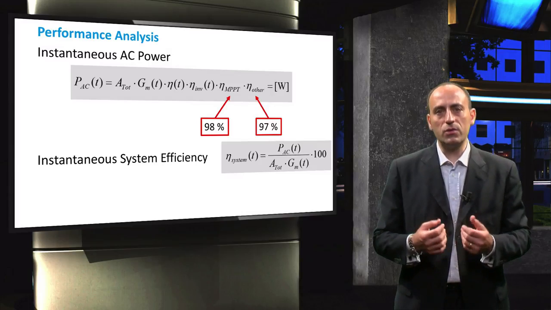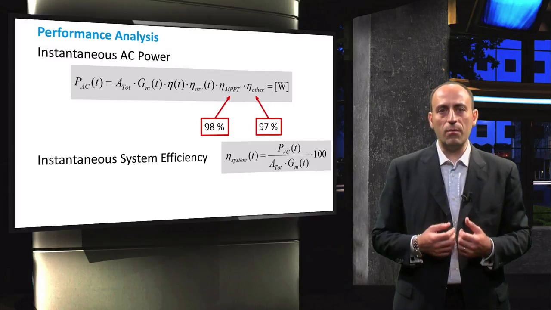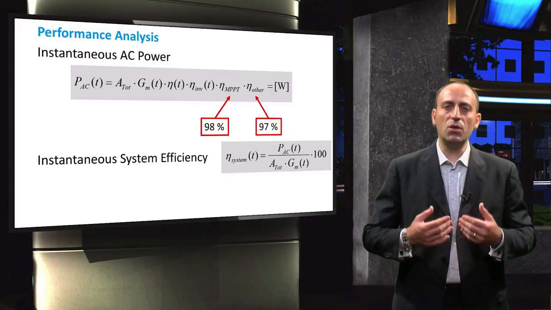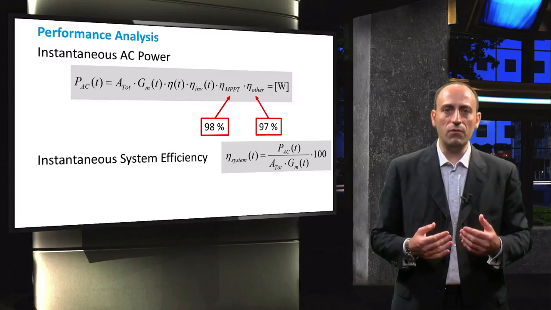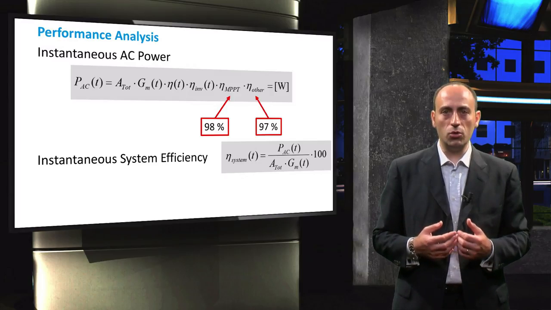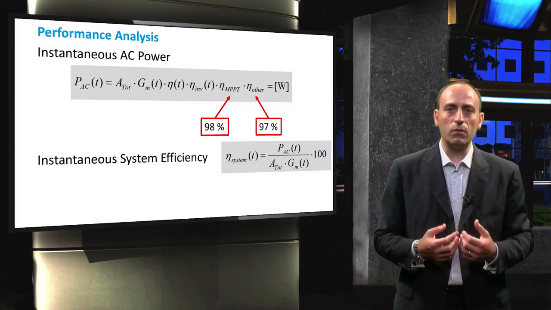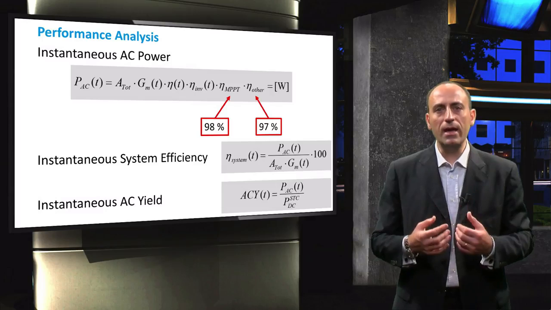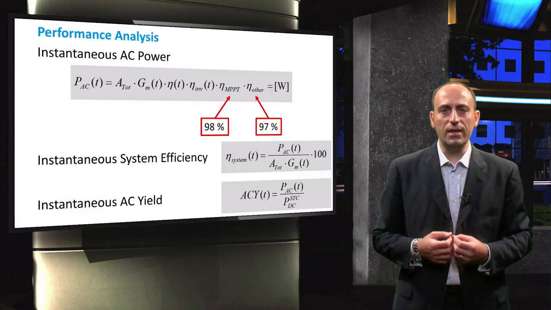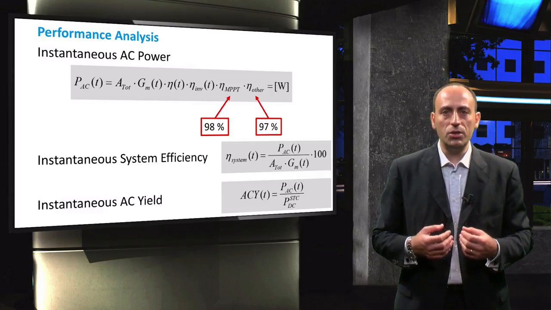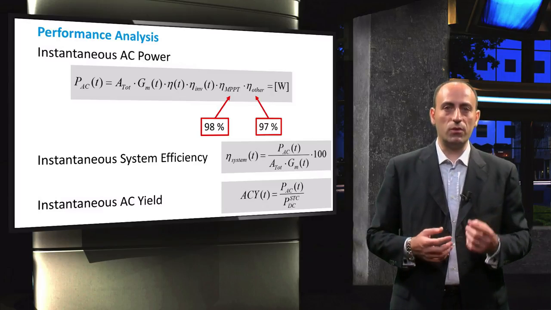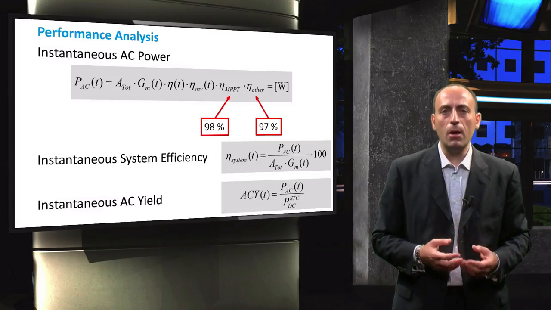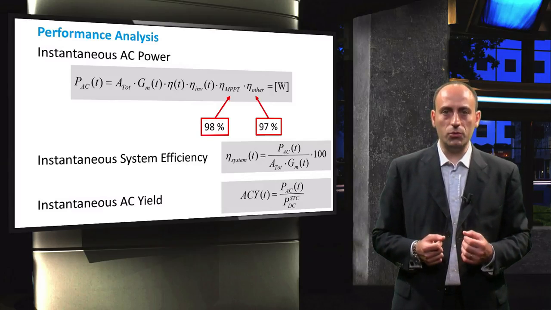Following the instantaneous AC power, the instantaneous system efficiency of the system can be calculated. The system efficiency is equal to the AC power output divided by the power incident on the modules, which is equal to the product of the total module area and incidence irradiance. Next, the instantaneous AC side yield, ACY, which is also known as the performance ratio, is calculated. It is obtained by dividing the instantaneous AC power by the nominal power of the PV modules.